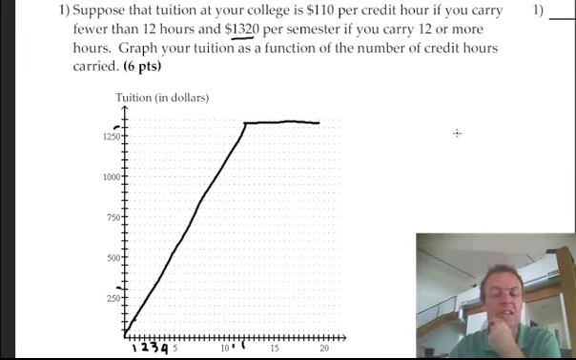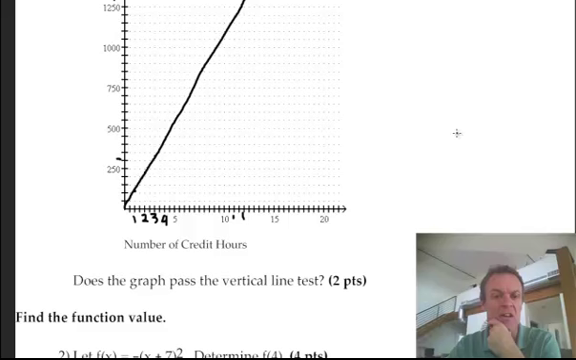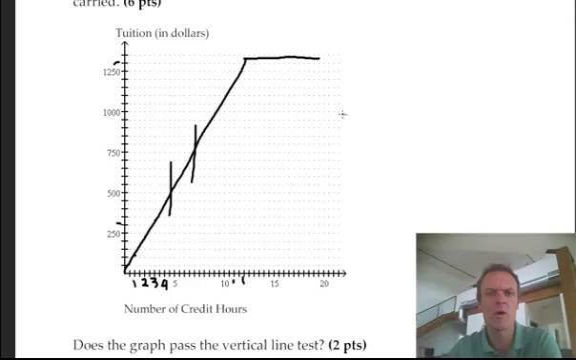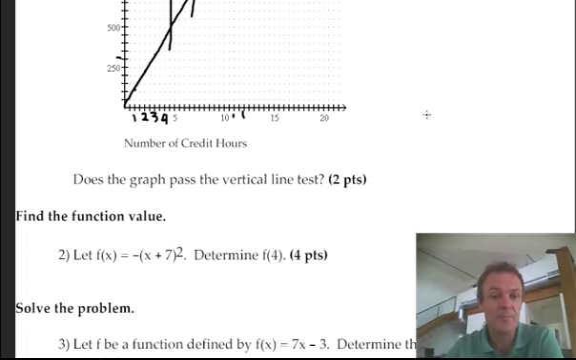Okay, that's it. Now, here's the other thing. Does it pass the vertical line test? The vertical line test is this: if you draw a vertical line through any point of this graph, and it only passes it in one place, it does pass the vertical line test. For future reference, it's a function. Don't worry about this in the 071 class. But no matter where I go, the line only touches the graph in one place. So it does pass the vertical line test. Okay, so that's question 1.